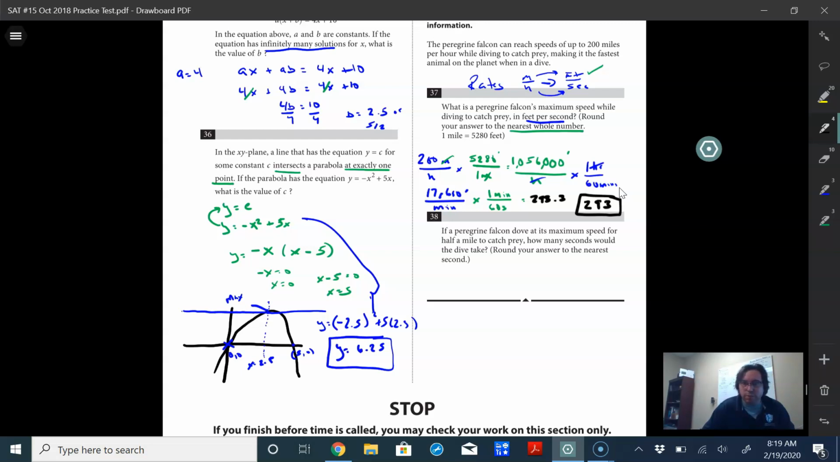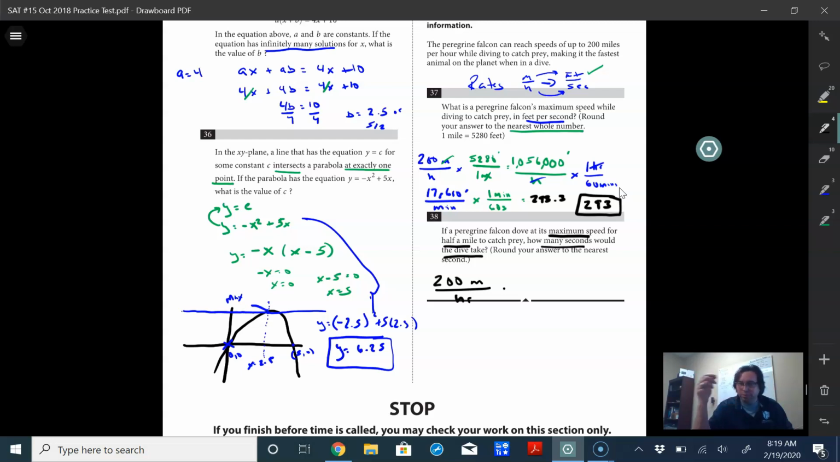All right, number 38. If a peregrine falcon dove at its maximum speed for half a mile to catch prey, how many seconds would the dive take? Well, we know that 1 mile is 5,280 feet, and we know that the bird dives at a speed of 200 miles per hour. So we have those two pieces of information, and we need to see how long it would take to dive at that speed.